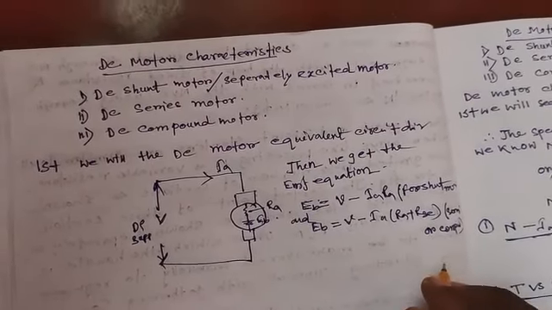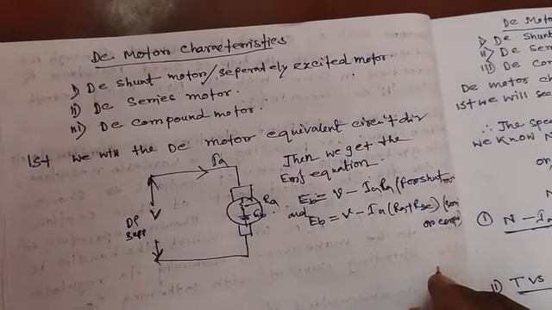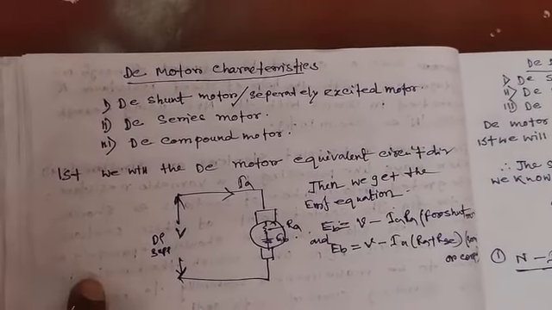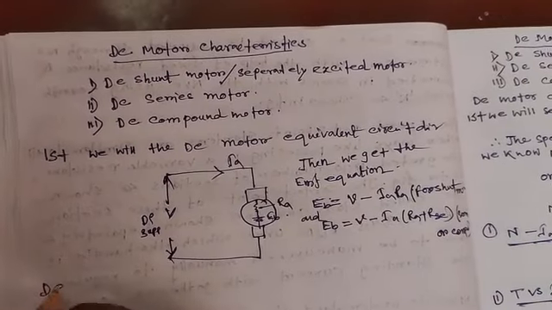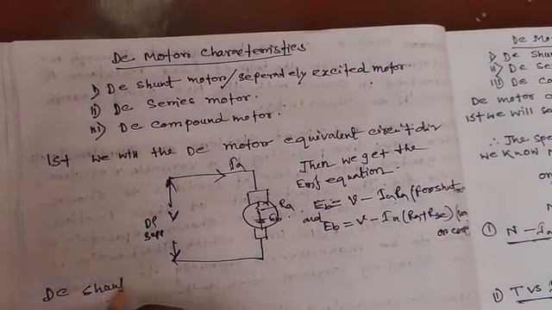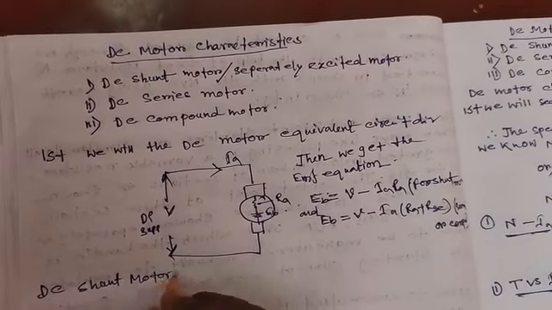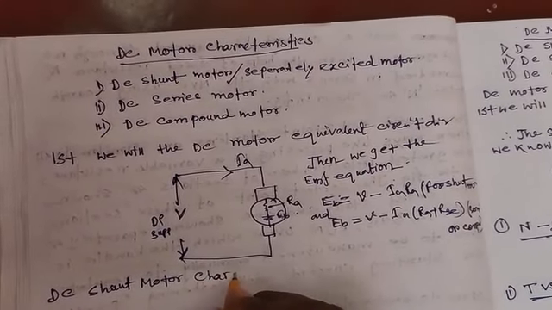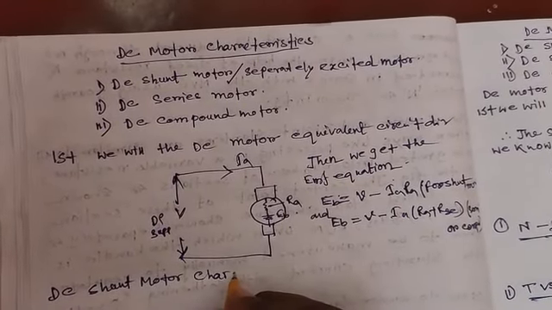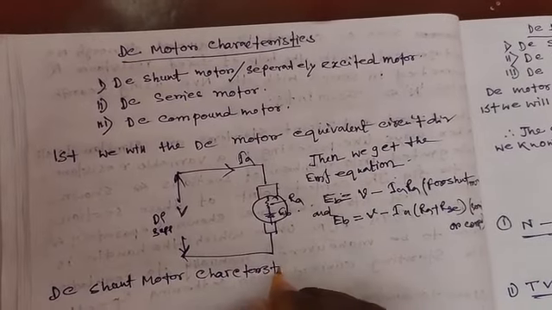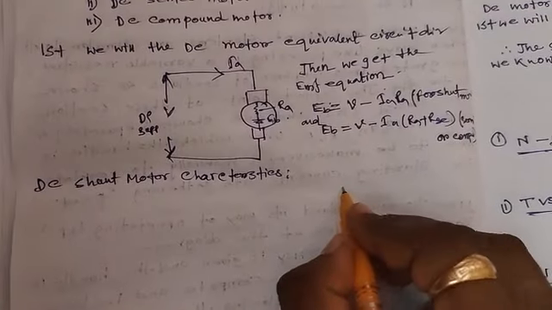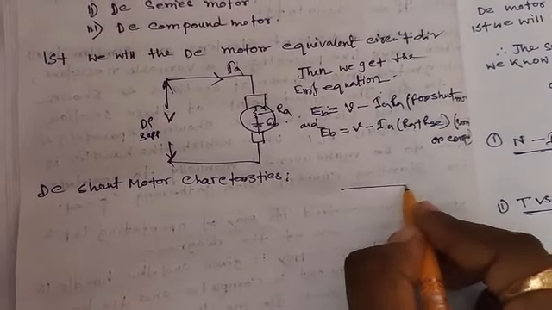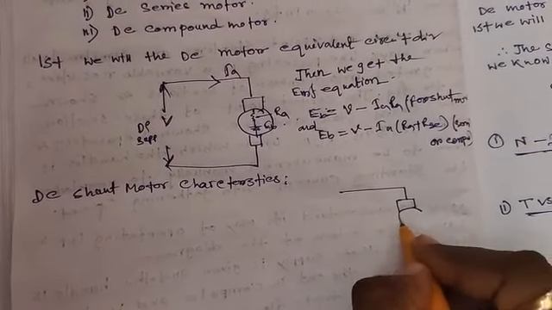First, I will discuss DC shunt motor characteristics. This is the equivalent block diagram of the DC shunt motor. I will draw it.